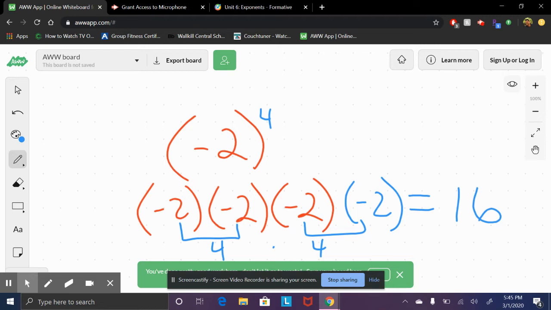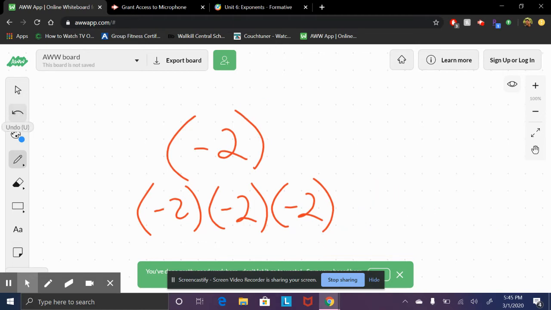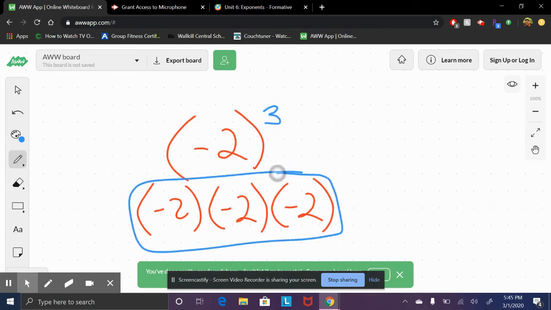So what you'll notice is the ones with even exponents. If it has an even exponent and you have a negative base inside parentheses, you're going to get a positive result. But if you have an odd number like we had before, right? We had 3. It's going to be a negative result, which is going to be -8, like I showed before. So if it's odd, you're going to get a negative answer. If it's even, you're going to get a positive.